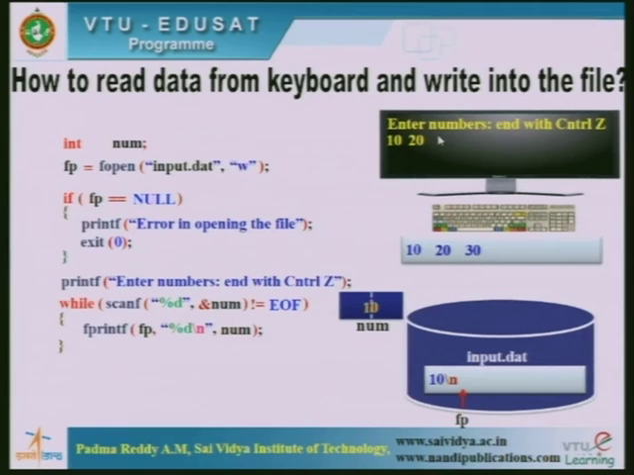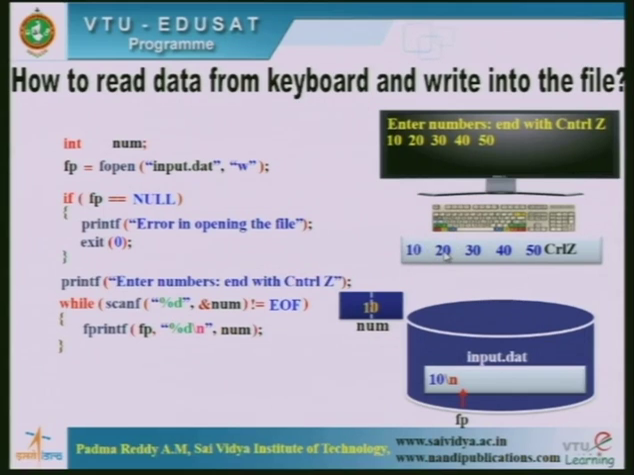I will enter 30, that is displayed on the screen. I enter 40, 40 will be displayed on the screen, and 50, 50 also will be displayed onto the screen. Now if I press Ctrl Z, what will happen? The data is read from the keyboard buffer. Already 10 we have read and it is displayed. Now what is the next value we are going to read from the keyboard buffer?